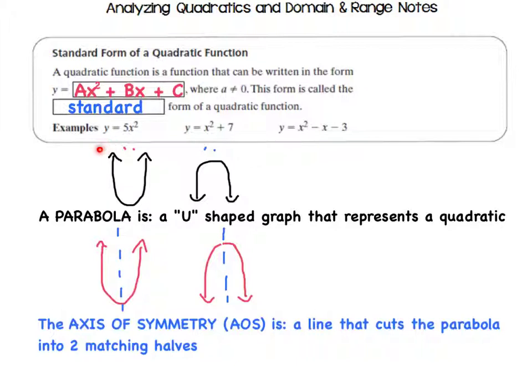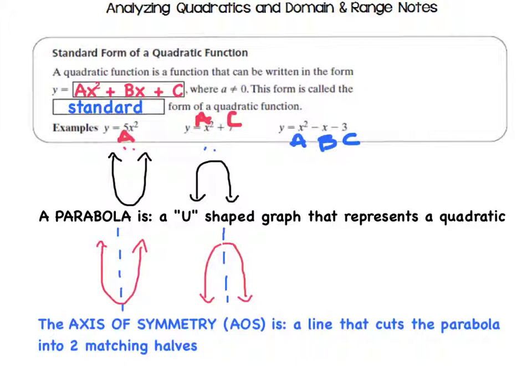y equals 5x squared. Notice this one only has the letter a, right? Or it could look like y equals x squared plus 7. Notice this one only has an a and a c. Or it can look like the last one, which is y equals x squared minus x minus 3, which has the a, the b, and the c.